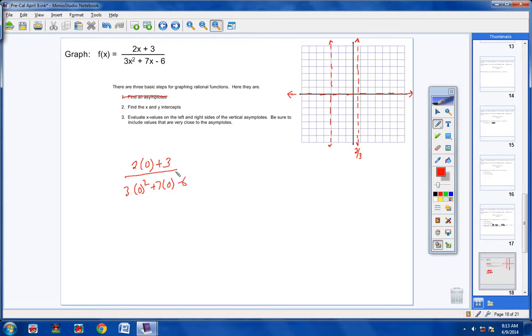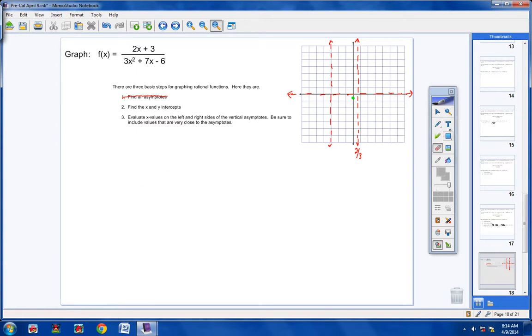And here's what I end up with. 2 times 0 is 0, plus 3 is 3. 3 times 0 squared is 0, plus 7 times 0 is 0, minus 6 is negative 6. So I'm getting a negative 1/2. So I know for sure, let's do our graph in green, I know for sure the graph is going to cross the y-axis at negative 1/2. So put a point there. You know for sure the graph will go through that point.